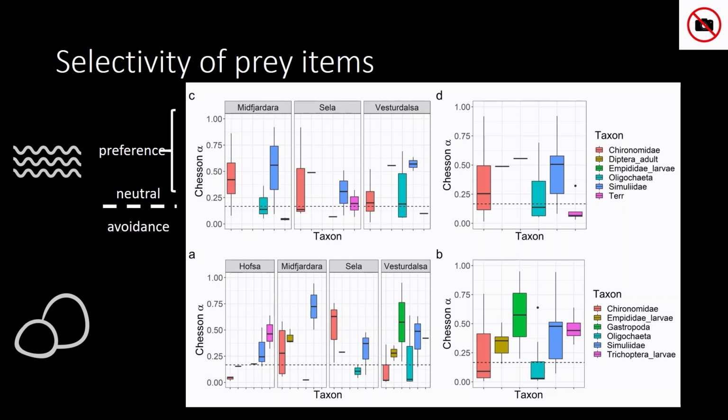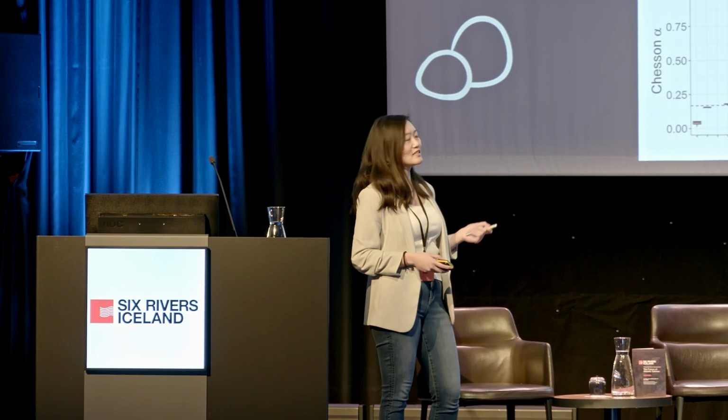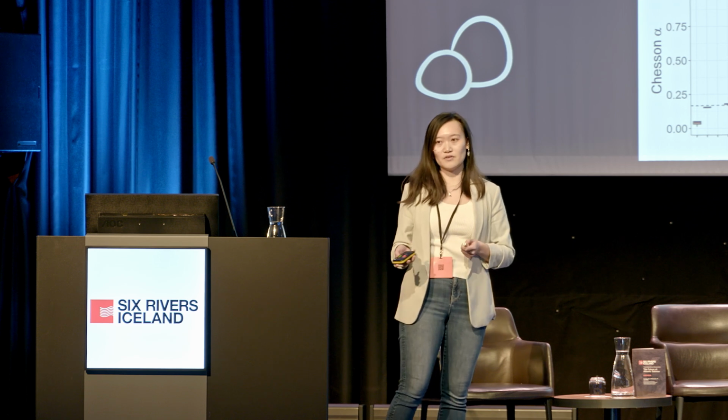If the prey item is on that line, then it means that they're not necessarily selecting for the item or avoiding it. If it's above, then they have a high preference for it, and if it's below, then they may avoid it. So we see that selectivity varies across the different rivers.